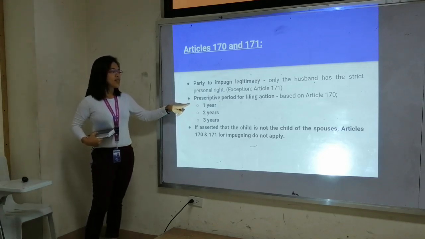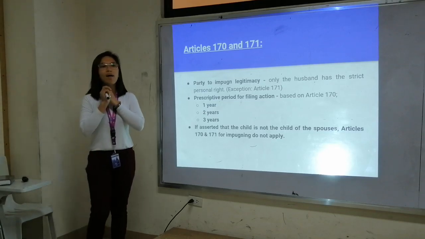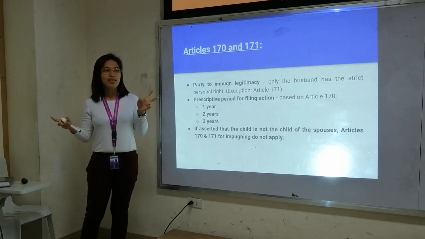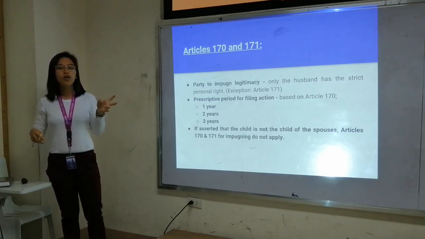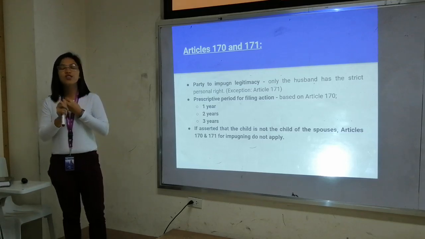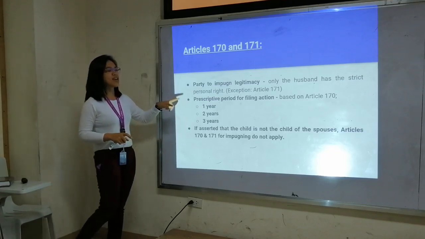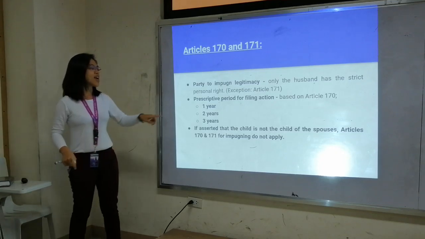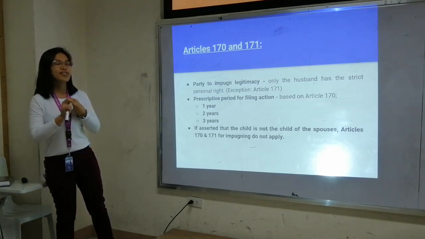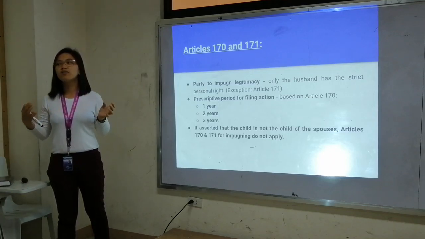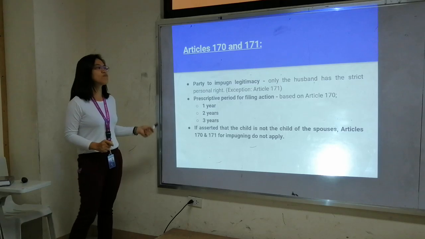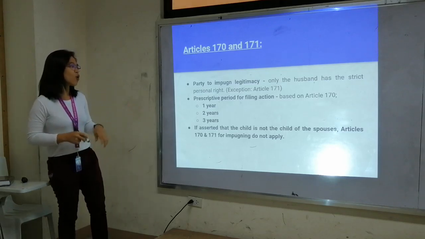So based on Article 170, merong 3, 1 year. Si 1 year, kapag si baby ay pinanganak within the municipality or the city na kung saan naka-reside yung husband or assumed father ng baby, and nalaman niya yon or upon registration sa civil registry, merong 1 year na binibigay yung batas natin kay husband to impugn the legitimacy. And then, second is 2 years period. Si 2 years period naman, upon knowing the birth of the baby or upon registration sa civil registrar at yung husband is not residing in the same municipality, the same city, but still resides in the Philippines. So, meron siyang 2 years period para makapag-file siya ng action or pwede niyang i-impugn ang legitimacy ng bata.